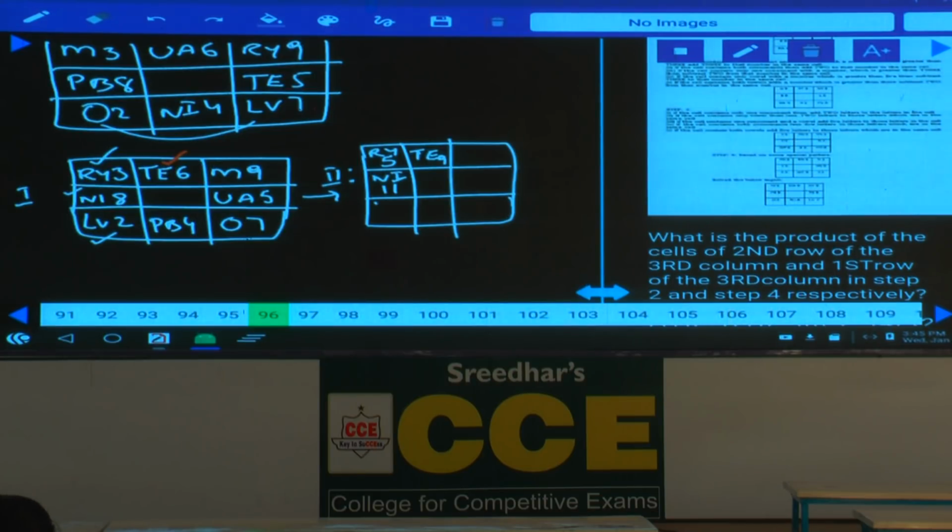Now in this LV, 2 should be added to this number, LV4. Then PB4, this is P, and this is B, and 4 plus 2 is 6, PB6. That's it. Hence, 3 elements were there, all consonants, and the second rule is applicable to 3 elements, isn't it? Ry3, LV2, and PB4.